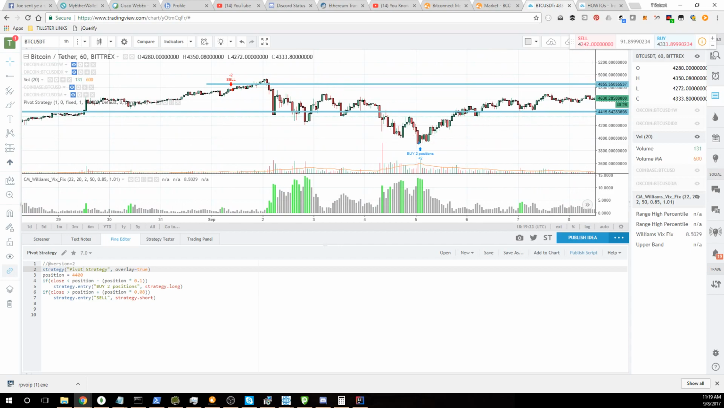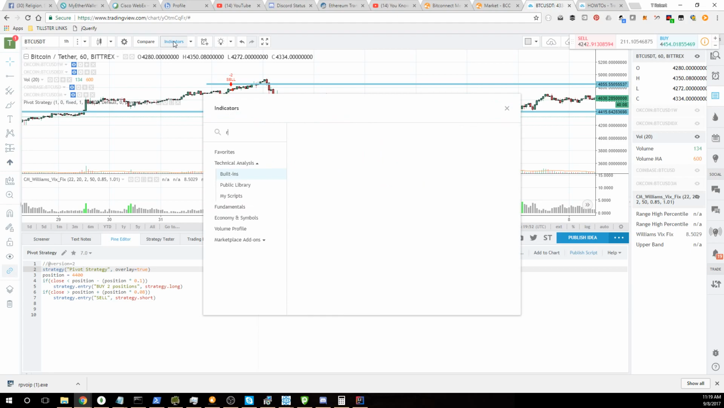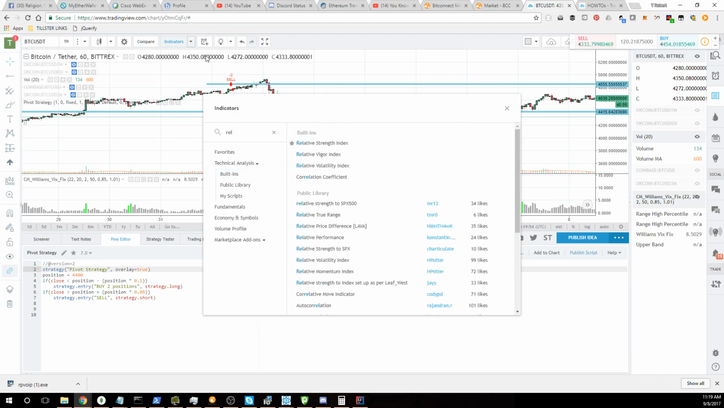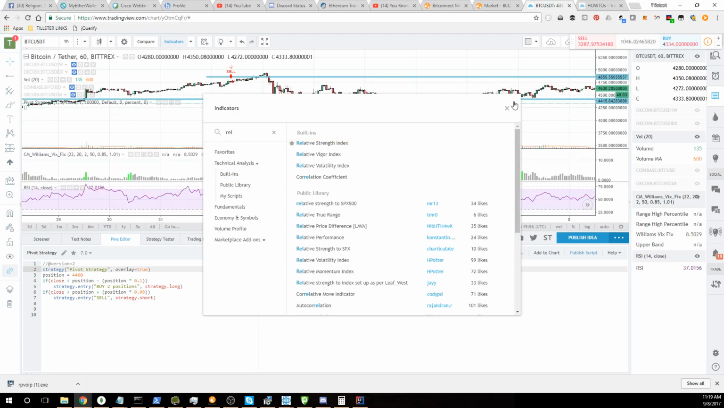So, can we do that? I think we probably can. The idea here is that we want to take advantage of the fact that when the RSI goes in a certain direction or another direction, let's pull up the RSI really quick instead of just talking about this in the abstract. The relative strength index. Okay.